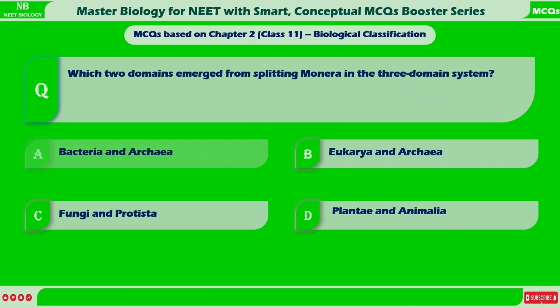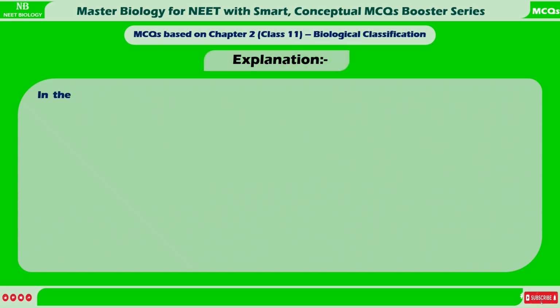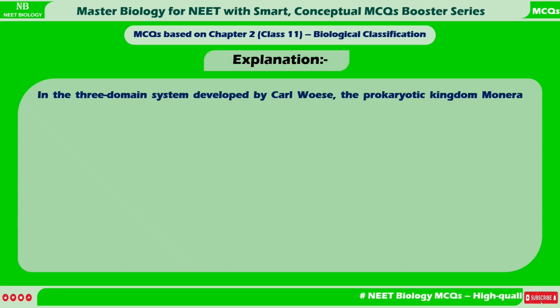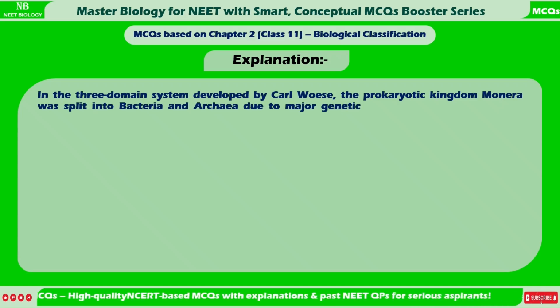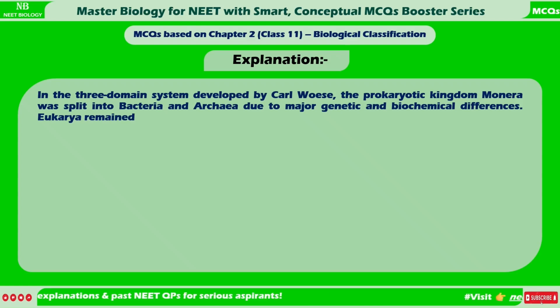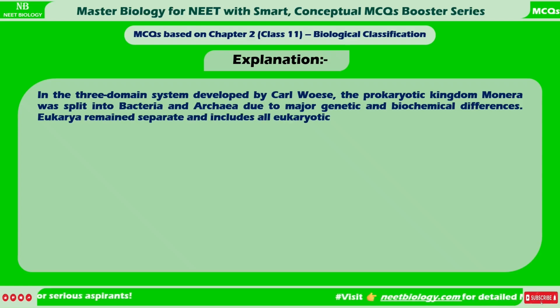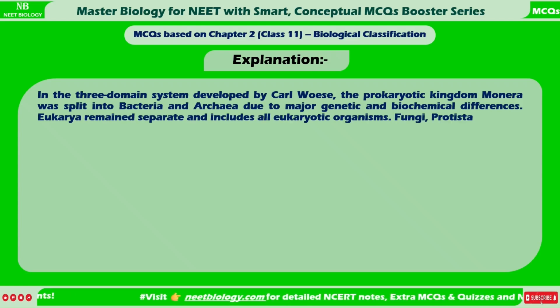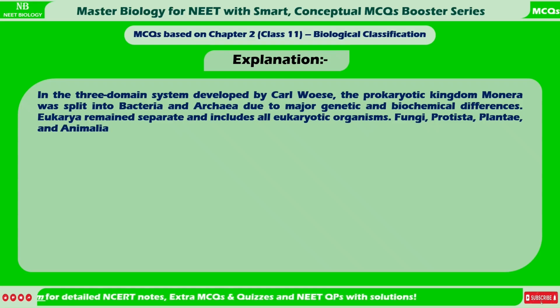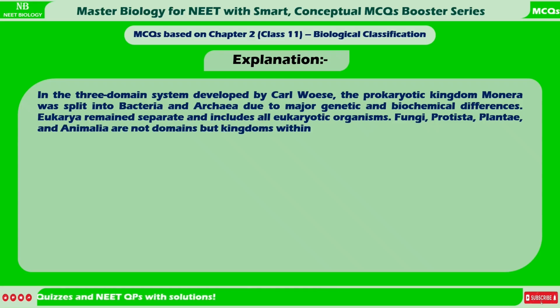Correct answer is A. Bacteria and archaea. Explanation: in the three-domain system developed by Carl Woese, the prokaryotic kingdom Monera was split into bacteria and archaea due to major genetic and biochemical differences. Eukarya remained separate and includes all eukaryotic organisms. Fungi, Protista, Plantae, and Animalia are not domains but kingdoms within Eukarya.